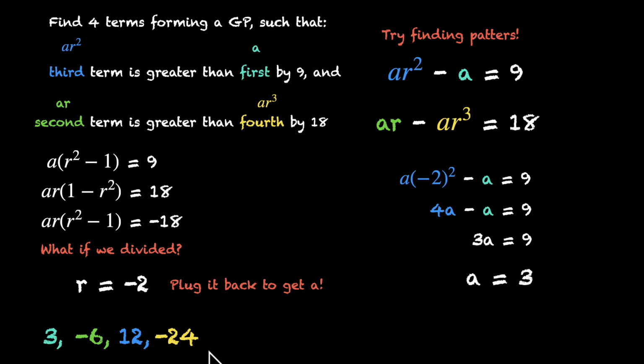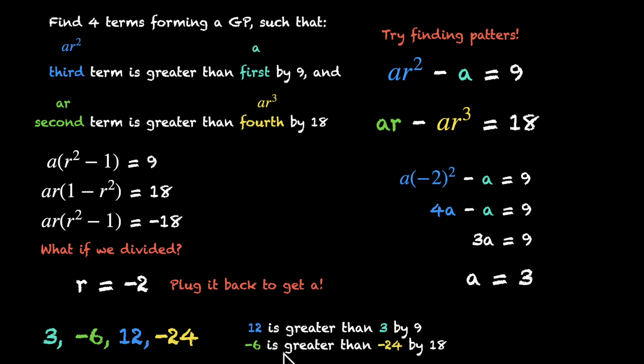But let's still double check our results. We have the third term greater than the first term. So the third term, that's 12. 12 is greater than the first term, 3, by 9. That is true. And then we have minus 6, which is our second term. That's greater than minus 24 by 18. That's also true. Minus 6 is bigger than minus 24. So the question was not lying to us. It was just not intuitive to guess what these terms are. But whenever intuition fails, we can always rely on algebra.